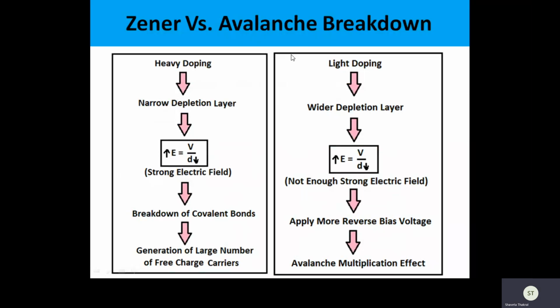So if we talk about the breakdown mechanism, in the Zener diode we can have two types of breakdown mechanism. One is called the Zener breakdown and the other is called the avalanche breakdown. So what is the difference between Zener breakdown and avalanche breakdown? Zener breakdown takes place in the case of heavy doping, whereas the avalanche breakdown takes place in the case of light doping. Let's say first we take the case of a heavily doped PN junction diode.